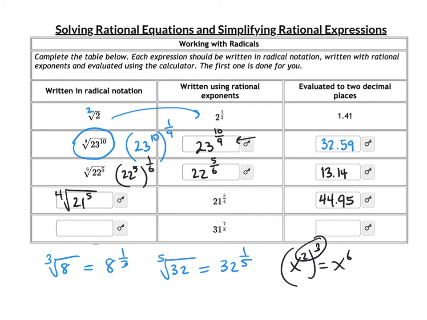The last one, if I keep the same format as we have here, this would be 31 to the 7th power, and it would be the 8th root. So the bottom number in the fraction of the exponent, fractional exponent, is the root, and the top number is the power. 31 to the 7/8 power is 21.18.